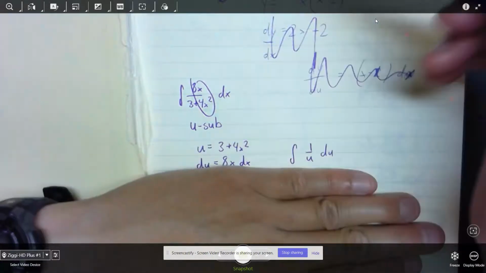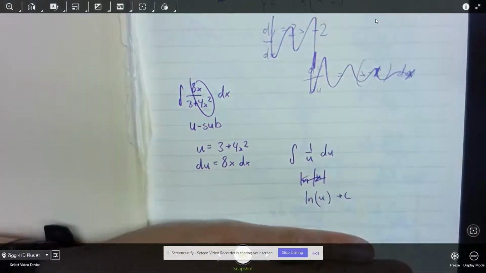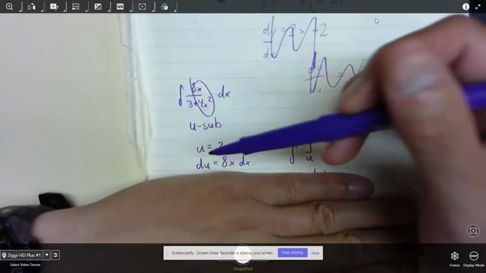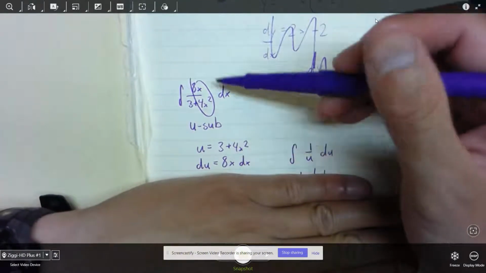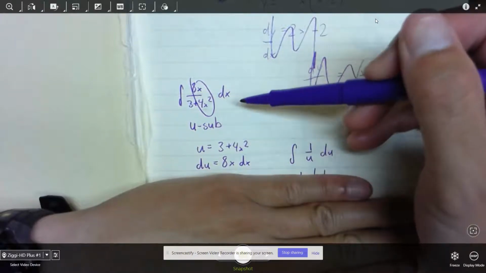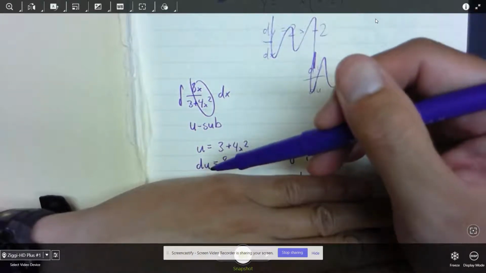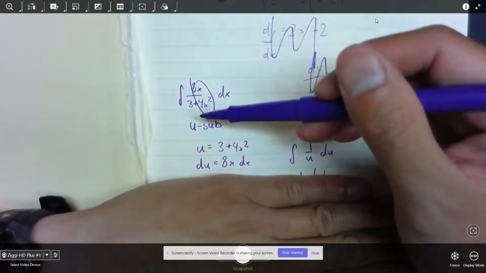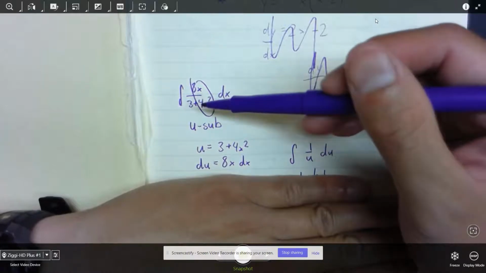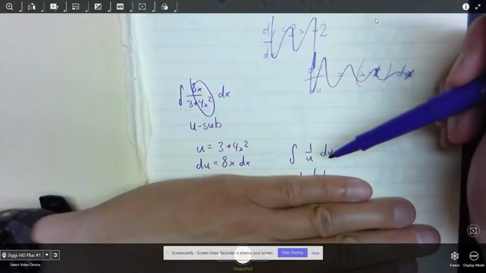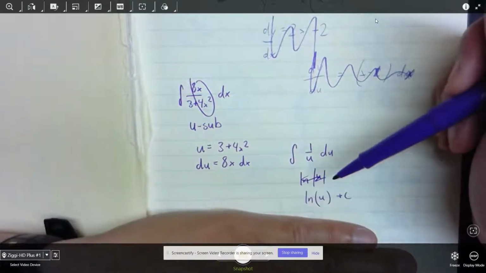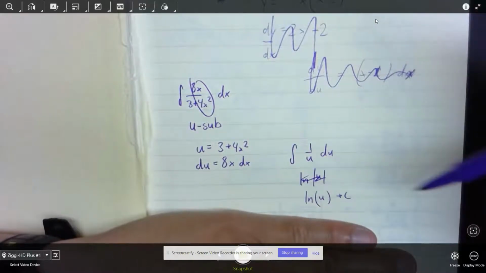So it was just use substitution, and if you set your u equal to 3 plus 4x squared, you'd find out that your du is just 8x dx, in which case you can substitute 8x dx with du, and then your u would just be down here. The u would replace 3 plus 4x squared, so you'd end up taking the integral of 1 over u du, and there you go. It'd just be ln of u plus c. That's it. That was really easy.